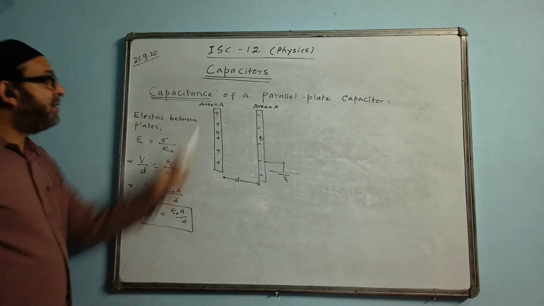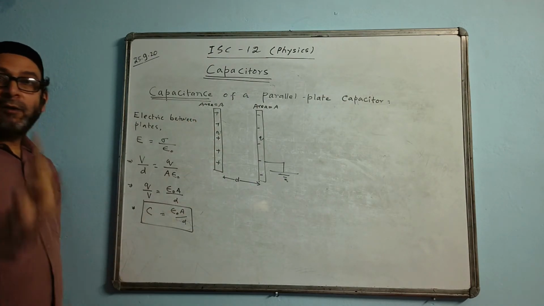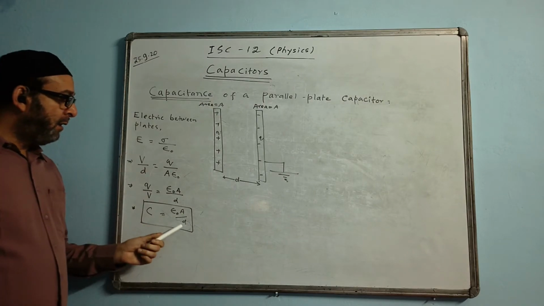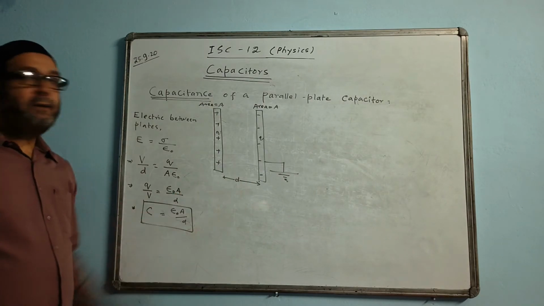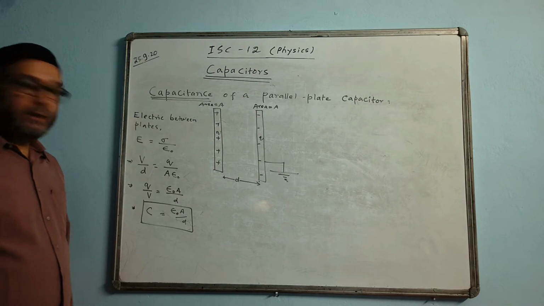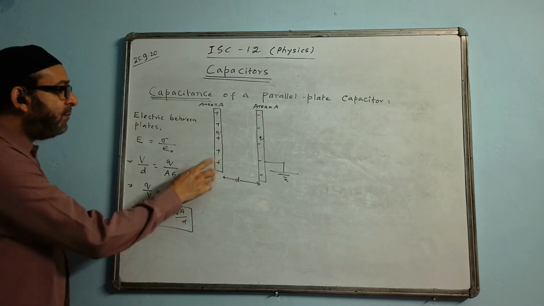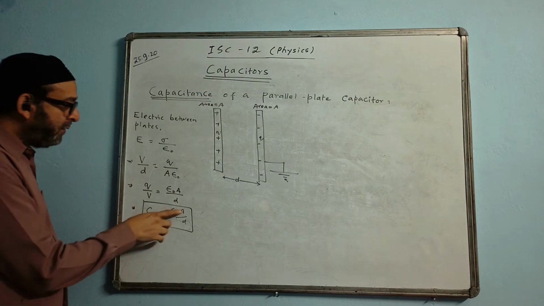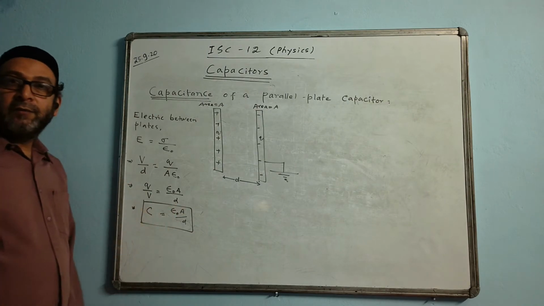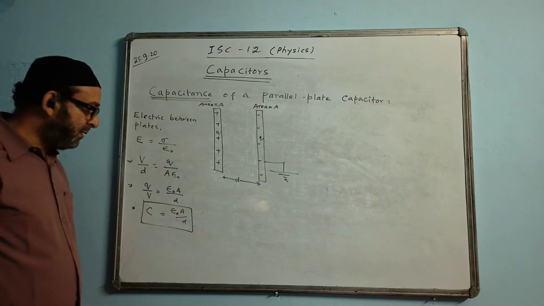What is A? A is the area of each plate. What is small d? The distance between the two plates. If area is more, capacitance is more, they are directly proportional. If area is less, capacitance is less.